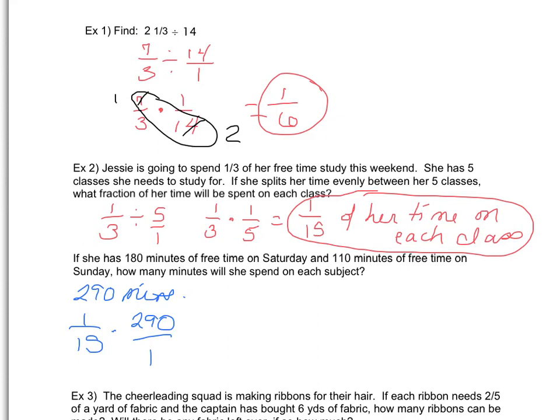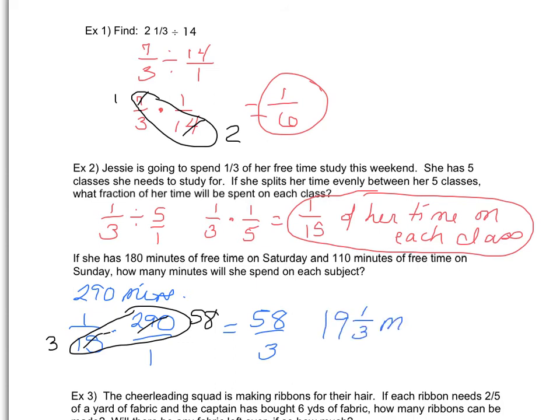So a review of that multiplication process. 290 and 15 I see are both divisible by 5. So using that Band-Aid method and reducing by 5, I'm going to get a 3 and a 58. Multiplying straight across, I get 58 over 3, and I've already done the work to convert that into a mixed number. 58 over 3 as a mixed number is 19 and 1/3 minutes. So if you split a minute into 3 pieces, you get 20 seconds. So she's basically going to spend 19 minutes and 20 seconds in each class.